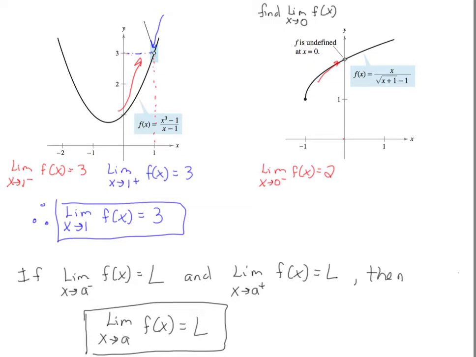Now let's look at from the right-hand side and see if it's approaching the same number. So as I'm getting x values closer and closer to 0 from the right-hand side, the limit as x approaches 0 from the right of our f of x function appears to be also approaching 2. So since the limit from the left equals the limit from the right, I can say the limit as x approaches 0 of f of x is equal to 2.